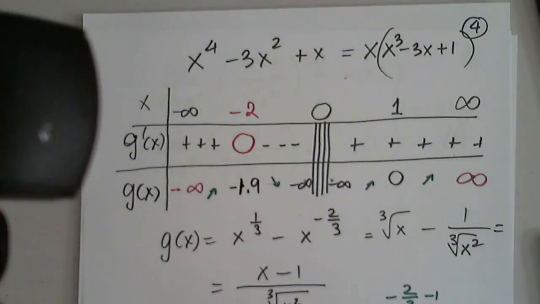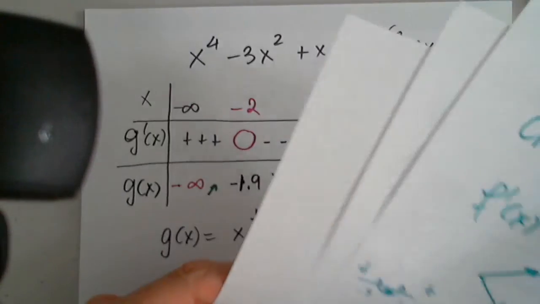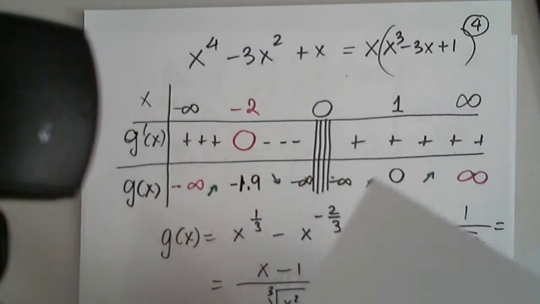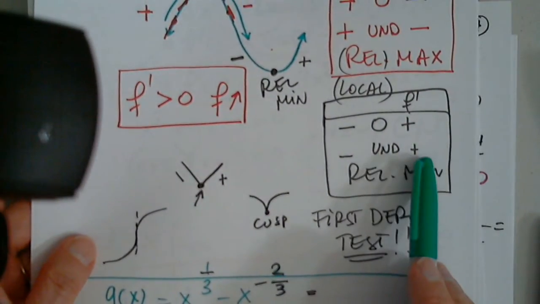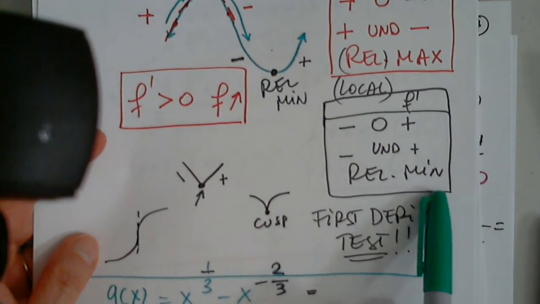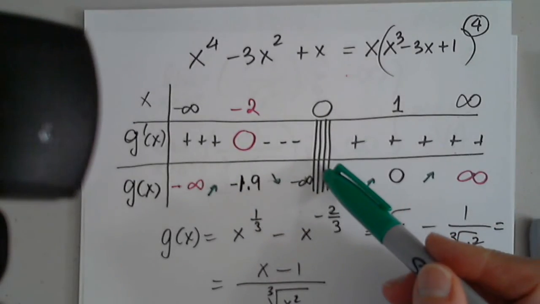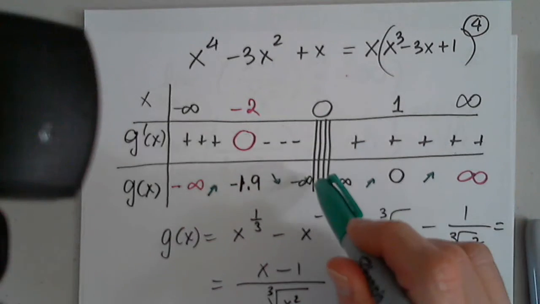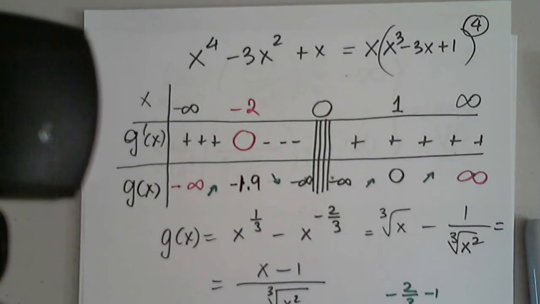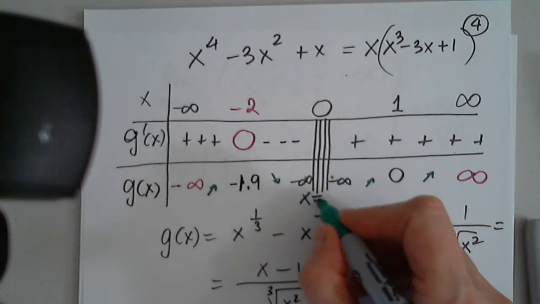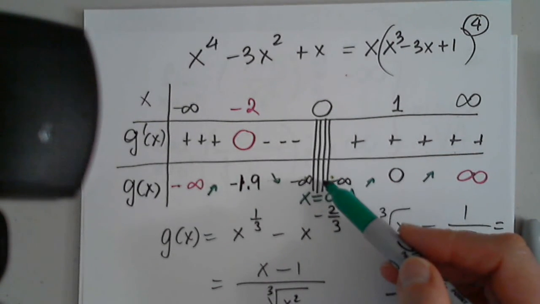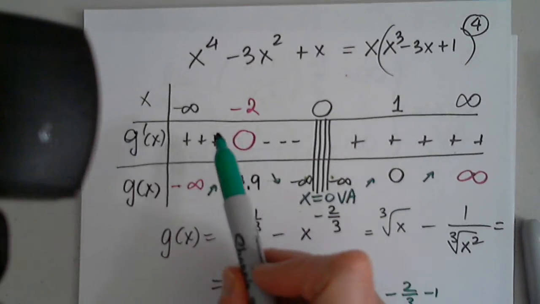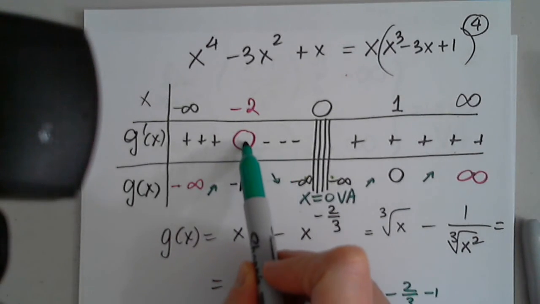Now, there is no discussion here. You can say, but wait a minute, you just told us a minute ago, 10 minutes ago, whatever, that negative, undefined, positive is a relative min. No, it's not, because the function is undefined. Actually, x equals 0, as we discussed, is a vertical asymptote. So this is not a point of extrema. What about here? Positive, negative, and 0.